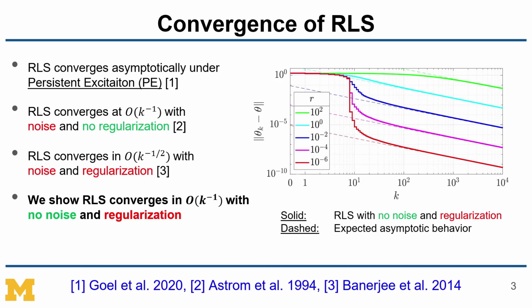Under a persistently exciting signal, RLS is guaranteed to asymptotically converge. The speed of convergence varies depending on what biases are present. In the presence of noise and without regularization, RLS converges at order k inverse. In the presence of both noise and regularization, RLS converges slower, namely at order k to the power minus half. We showed that without noise and experiencing only regularization-induced bias, RLS converges at order k inverse. In addition, we will give an explicit expression for its asymptotic behavior.